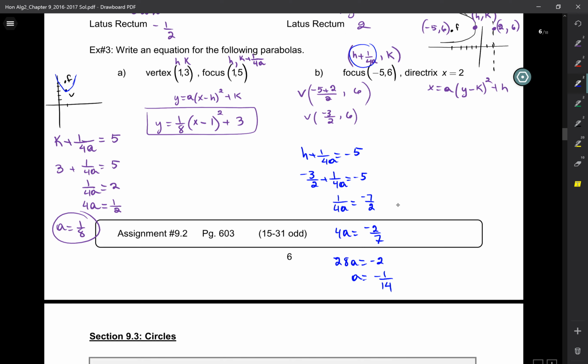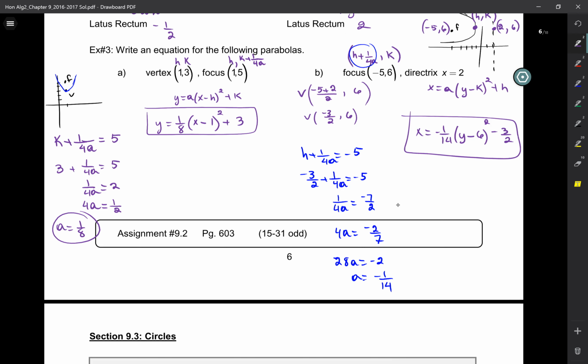Look, we got a negative number, right? So then we plug it in. x equals negative 1 over 14, (y minus, what's k? 6) squared plus h. Okay? All right? Okay.